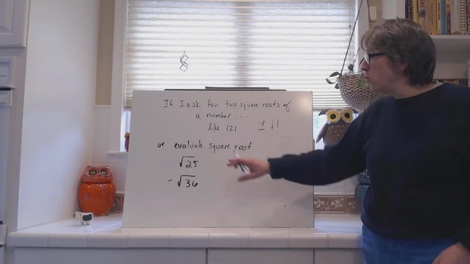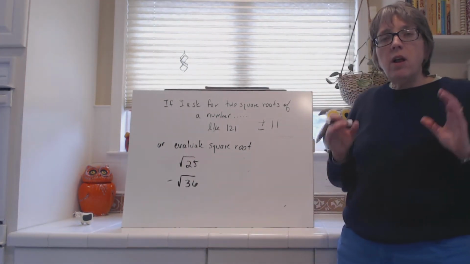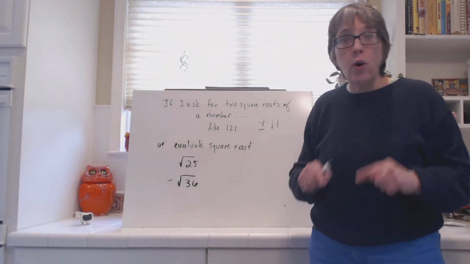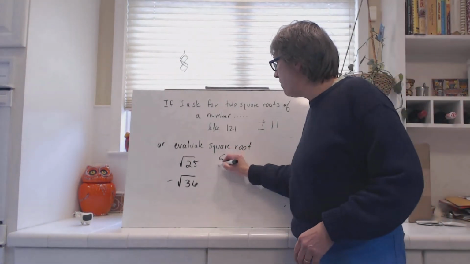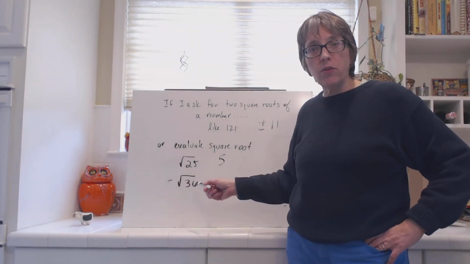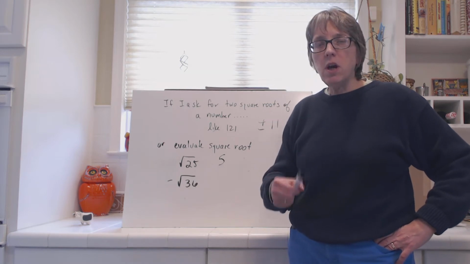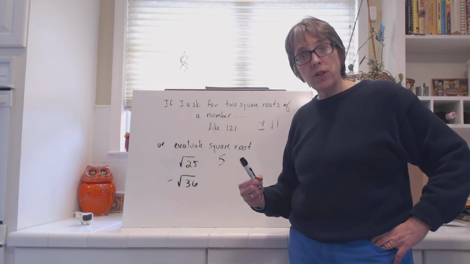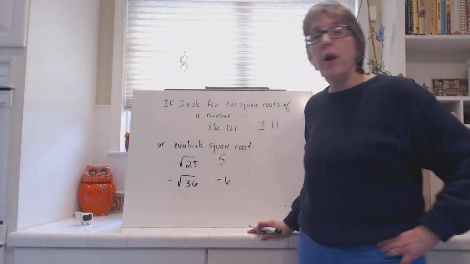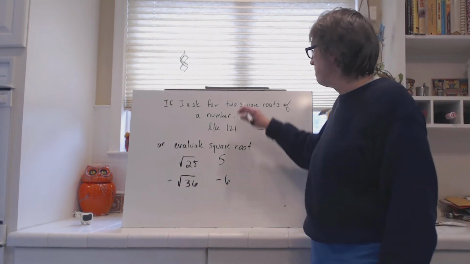However, if I ask you to evaluate a square root, and I say the square root of 25, they're telling you they only want one root, the square root of 25, which is positive 5. Here, they want to take the opposite of the square root of 36. But they only want one square root. So the opposite of the square root of 36. Well, the square root of 36 is 6, and the opposite of that is negative 6. Because if I square negative 6 times negative 6, I get positive 36.